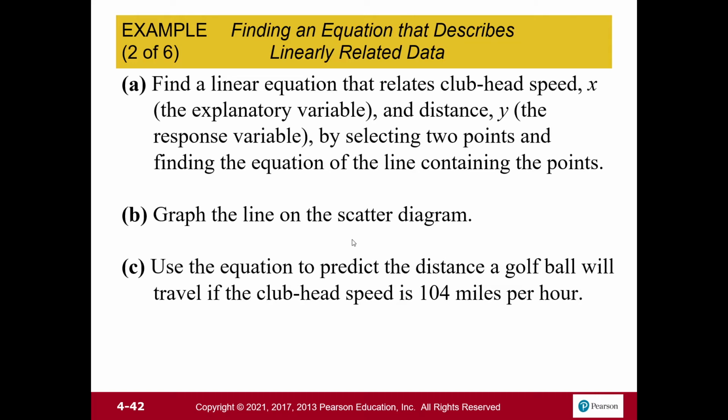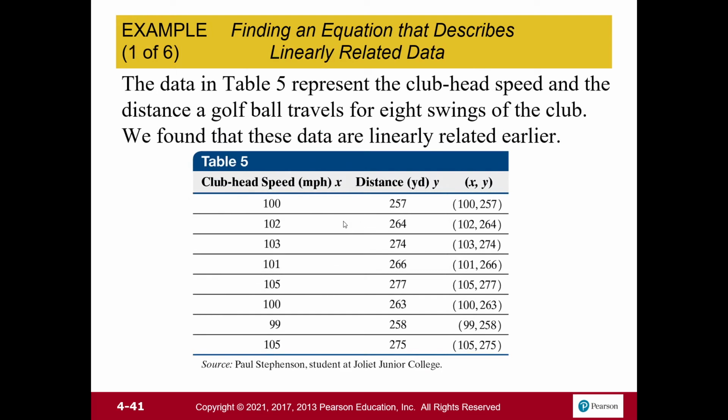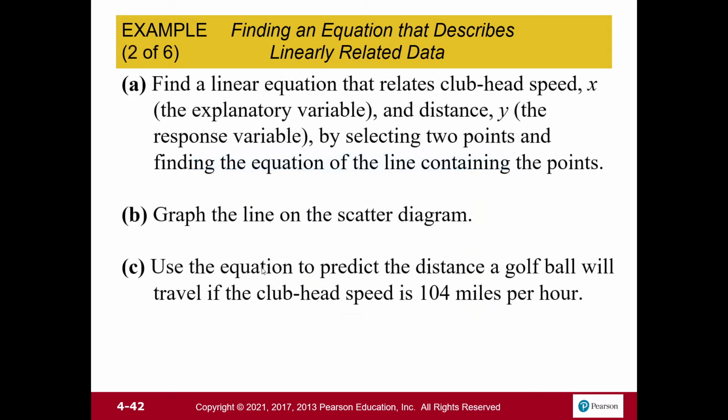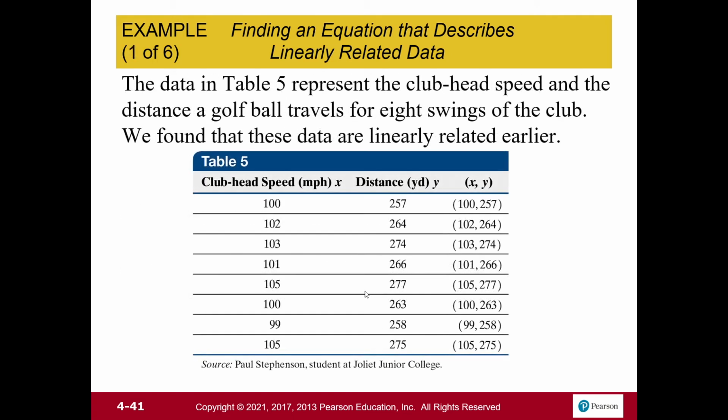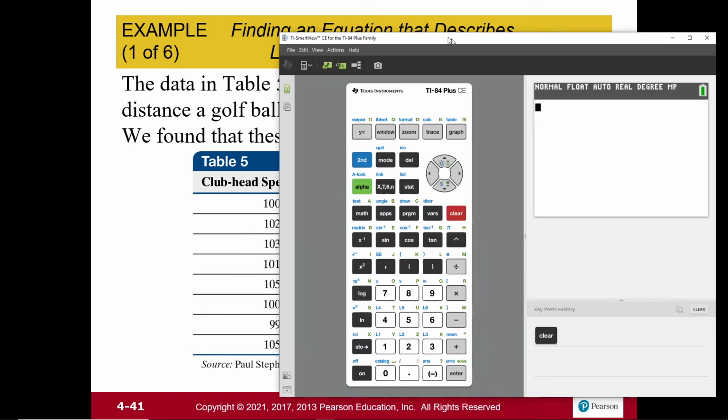The thing about 104 miles per hour is that we don't really have a value for that. We have values very close to 104. The question is, from this data, can we predict what 104 should be? And we can make a nice, good prediction. First, let's look at the data here. This is what our scatter plot looks like. So we're going to demonstrate how you would do this using your graphing calculator.